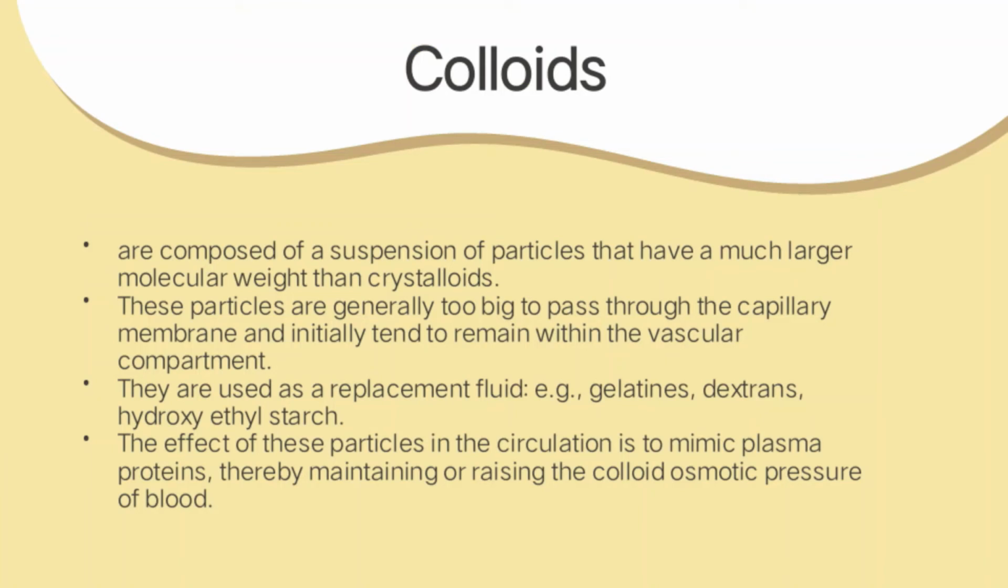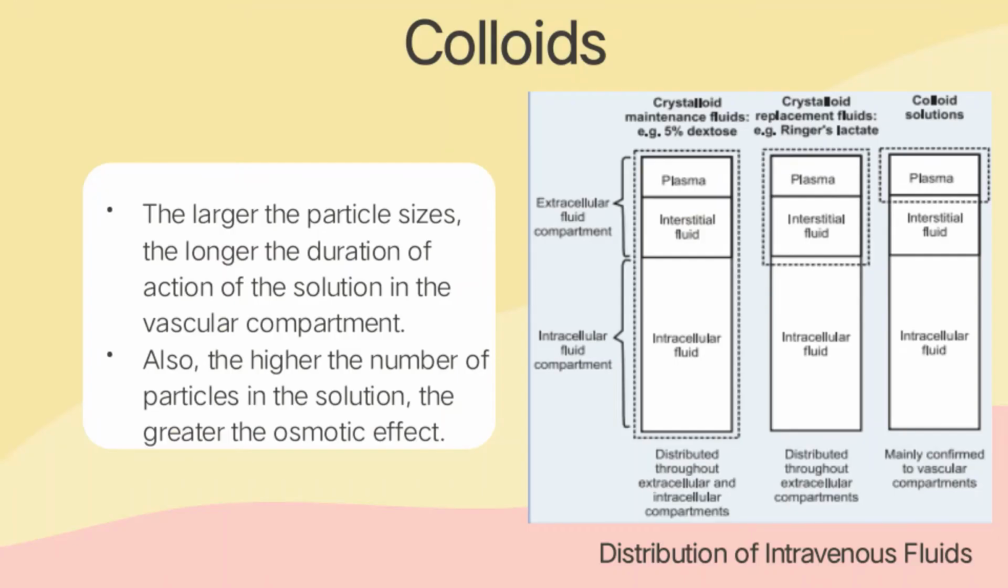Colloids. Colloids are composed of a suspension of particles that have a much larger molecular weight than crystalloids. These particles are generally too big to pass through the capillary membrane and initially tend to remain within the vascular compartment. They are used as replacement fluids. Examples are the gelatins, dextrans, and hydroxyethyl starch. The effect of these particles in the circulation is to mimic plasma proteins, thereby maintaining or raising the colloid osmotic pressure of the blood.